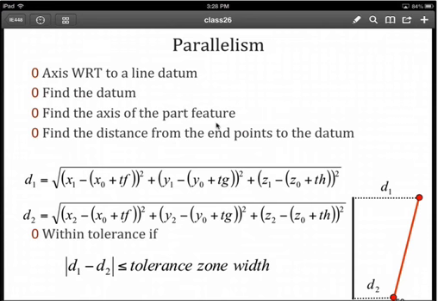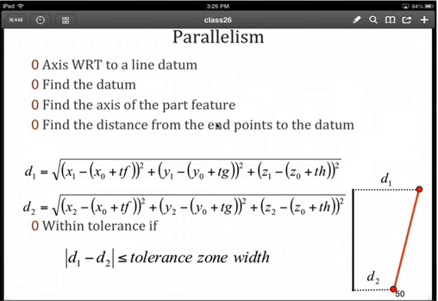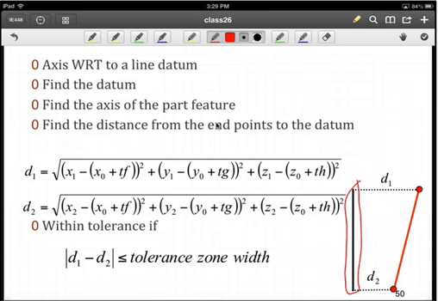Well, if we want to deal with parallelism, we have to think about our relationship between the feature and datum B. So here in this figure in red, I've indicated the feature that we are trying to determine, and then we've got our axis corresponding to our datum reference frame, and that was previously determined. So we want to look at the relationship between the feature axis and datum B.